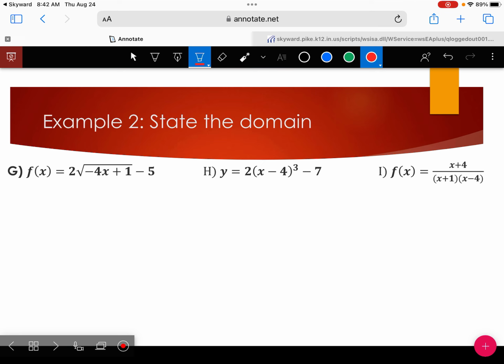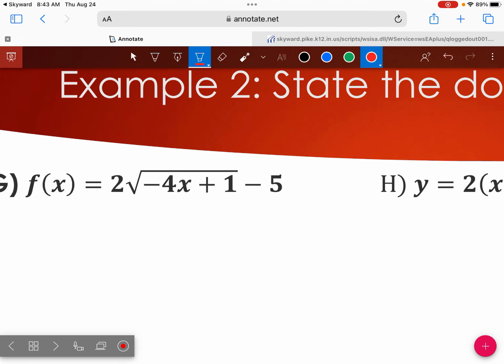So for G, do we have a red light? Yep, we have a square root. So let's talk about it. I want to make sure you understand that this 2, we do not care about. And this -5, we do not care about. The only thing that controls the domain is what is under the square root. This is why we have the red light.